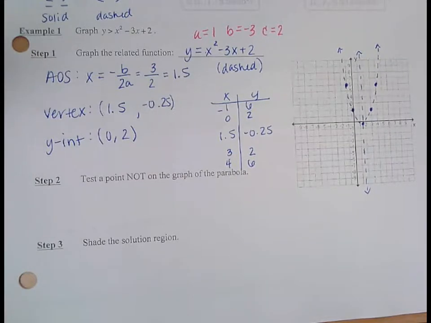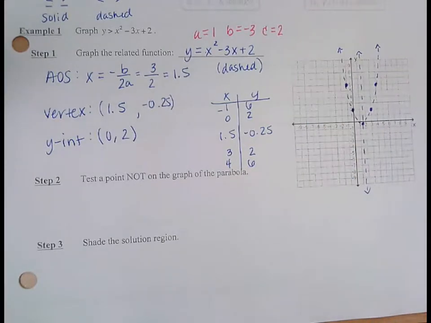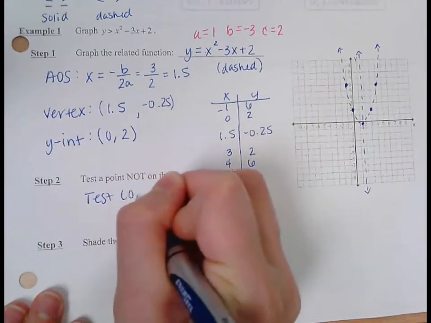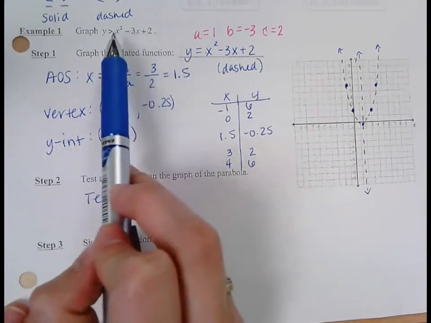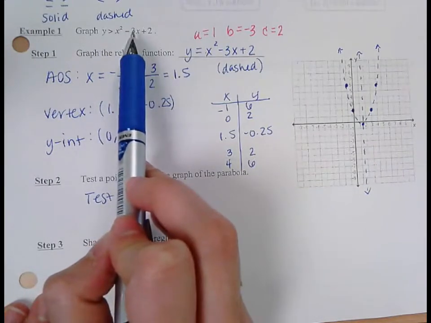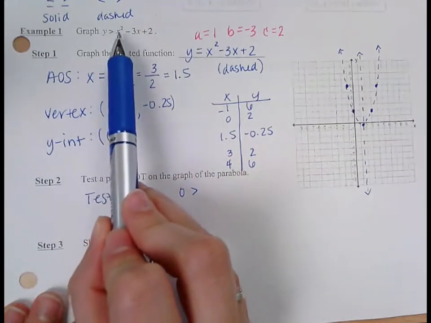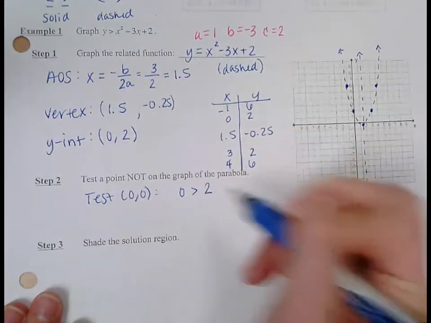So now to determine where to shade, we're either shading in the parabola or everything outside of it. You test a point. You can always use 0, 0 unless your parabola goes through it. So because our parabola does not go through 0, 0, we could use 0, 0. And make sure you're going back to the original inequality. So I'm going to replace the y and then both x's with 0. So I would have 0 is greater than, and then when I replace the x's with 0, those terms are just going to be 0. So I just have +2.